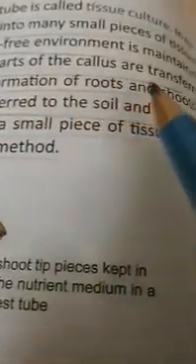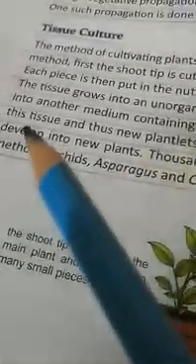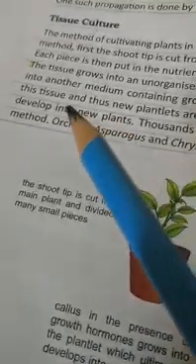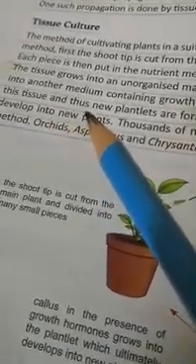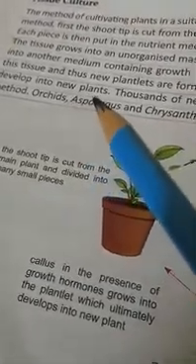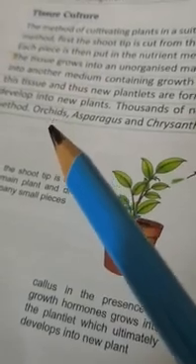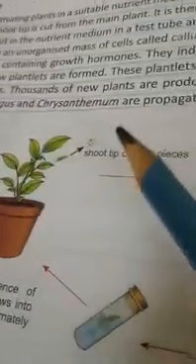Now small parts of callus are transferred into another medium containing growth hormones. They induce the formation of roots and shoots, and thus new plantlets are formed. These plantlets are transferred to the soil and ultimately develop into new plants. Thousands of new plants are produced from a small piece of tissue by this method. Examples of tissue culture: orchids, asparagus and chrysanthemum are propagated by this method. I hope you have understood tissue culture.